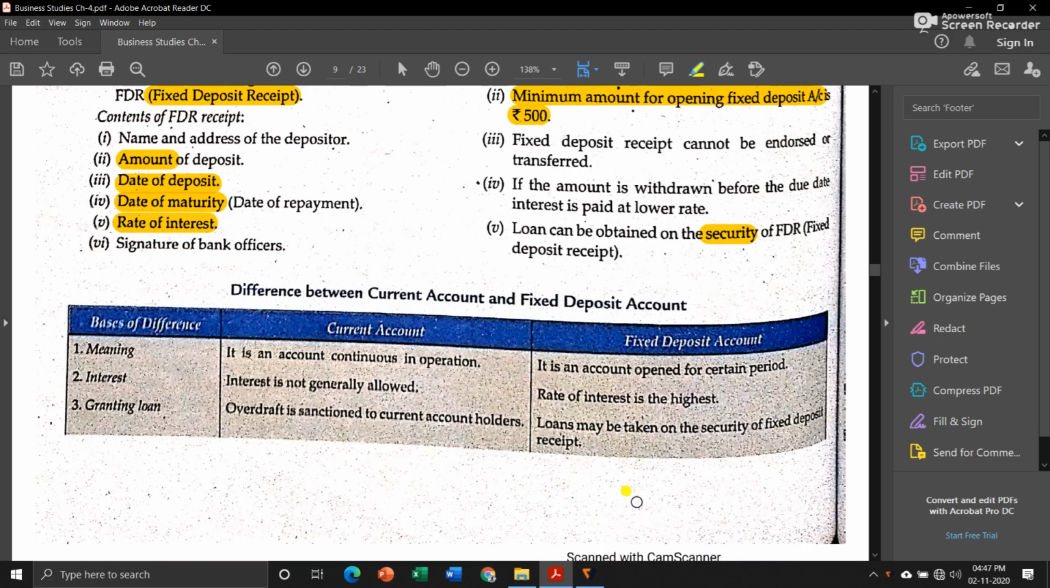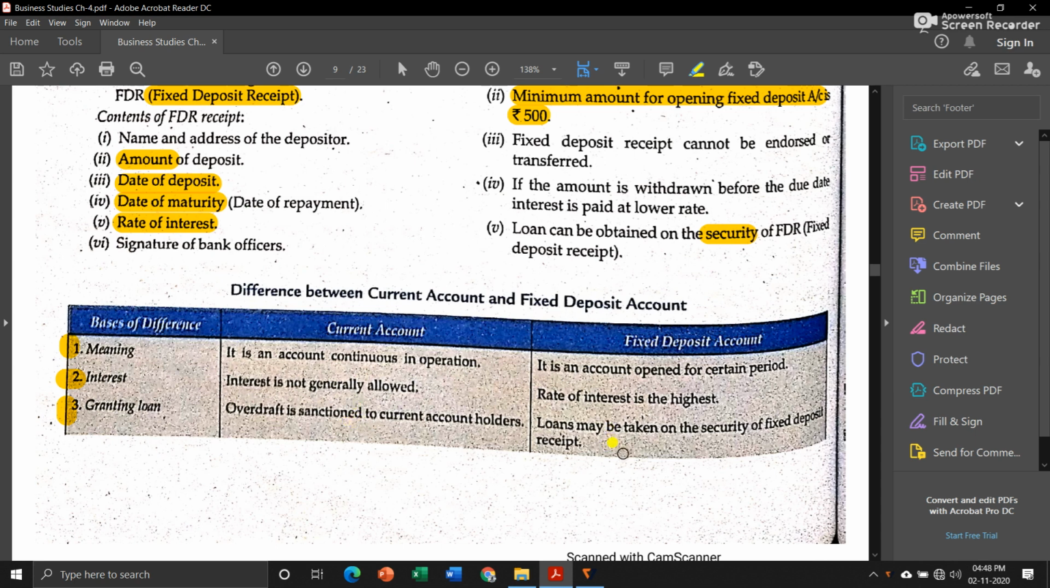Now let us see the difference between current account and fixed deposit account. Meaning is the same. Current account is continuous in operation, and in fixed deposit, once you have deposited your money in the bank, then till the maturity date you don't need to do any transaction. Then interest is not allowed in current account, but fixed deposit has the highest rate of interest. Then granting loan: overdraft facility is also a kind of loan granted by the banks to current account holders.